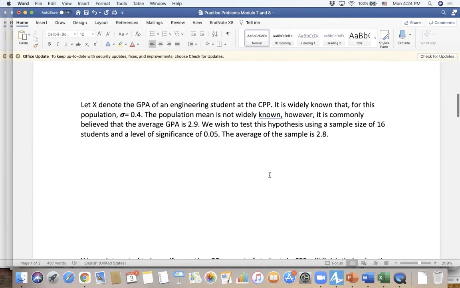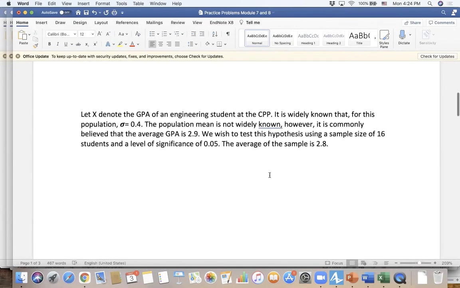Okay, now let's look at this problem. Read the problem. I'll give you a minute or two. We're going to do the same thing: see what we have, what we don't have, what type of formulation we have to pick. Are you guys ready? Yeah, I see that the mean is not known.